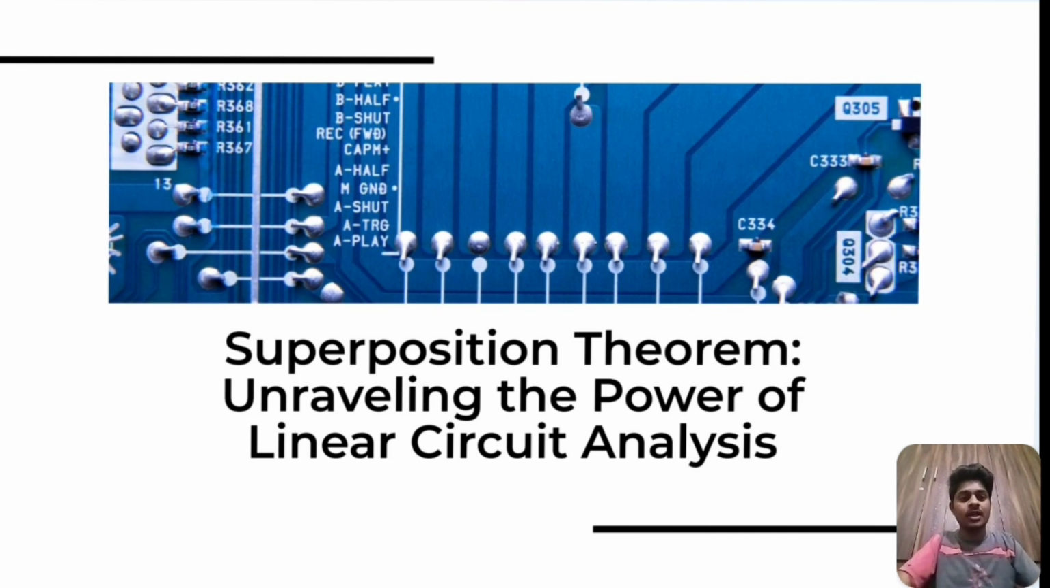I am Vishnu Yadav and I am with a new topic in the subject Network Analysis, and the topic is the superposition theorem.